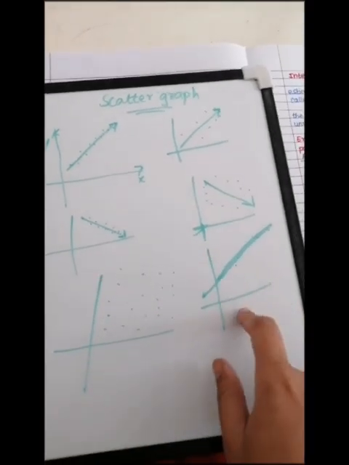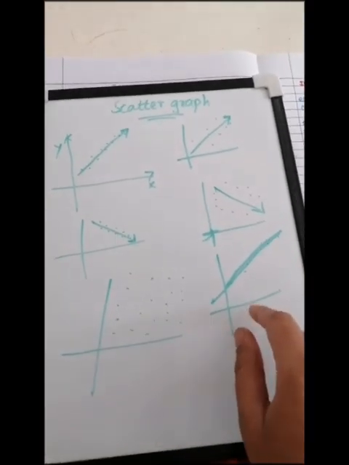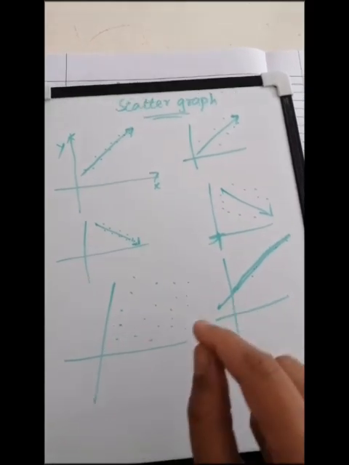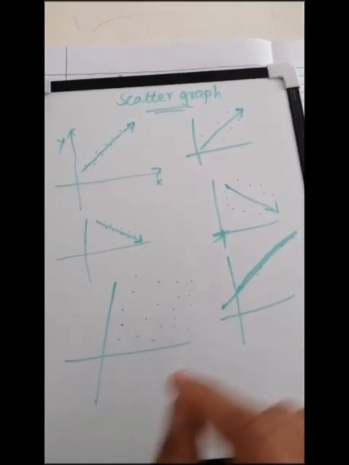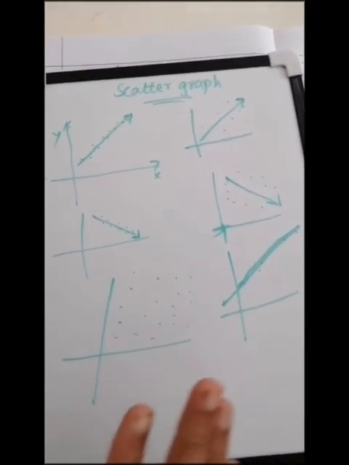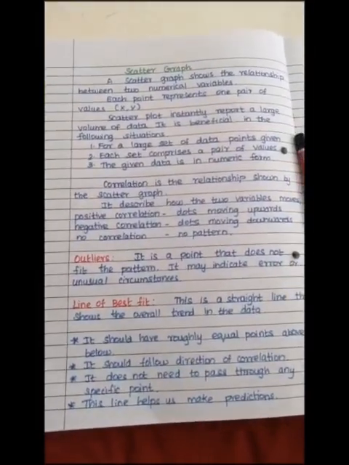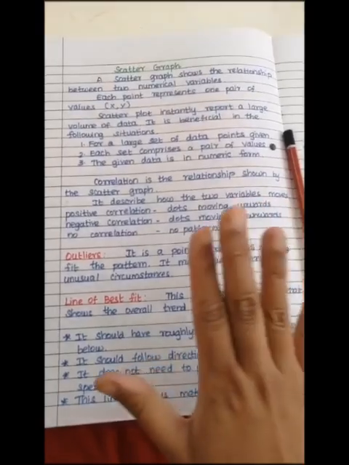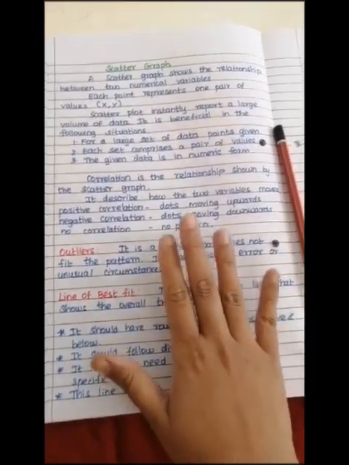This one is called a line of best fit because some of the dots are covered by the line and some are nearer to the line, so it is called the line of best fit. This all comes in the scatter graph.